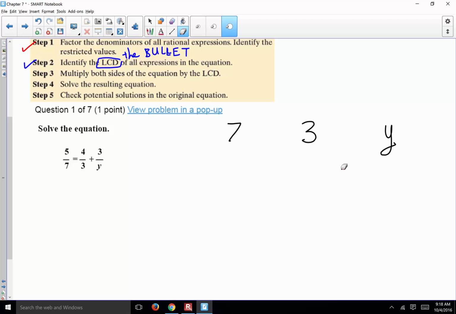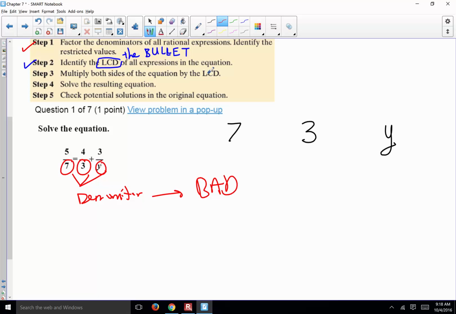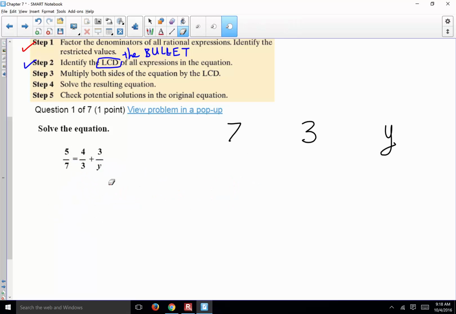Why do we need to pick a bullet and shoot things? Because there are bad guys here. These are bad. We hate denominators. We need to kill them. I need to wipe off all these 3 so I can have nice things on the numerator that I can isolate. But there are 3 monsters here, 7, 3, y. You need to choose a bullet strong enough to kill all 3.